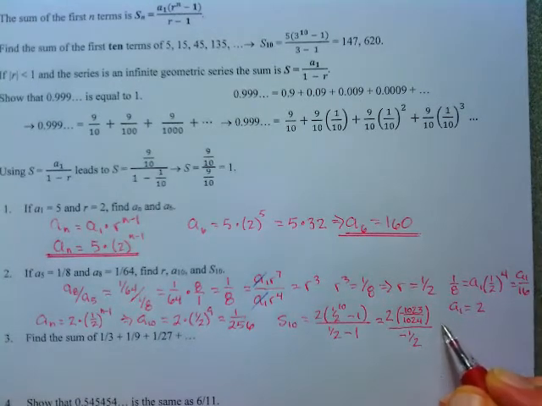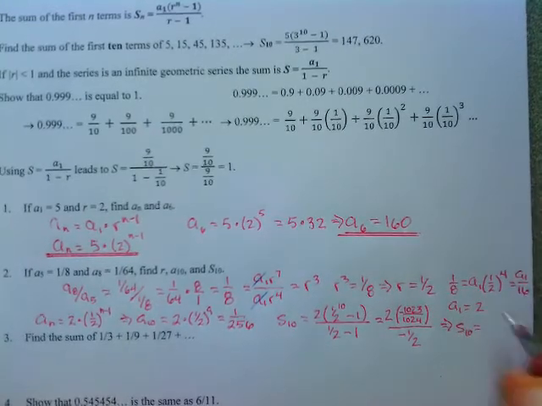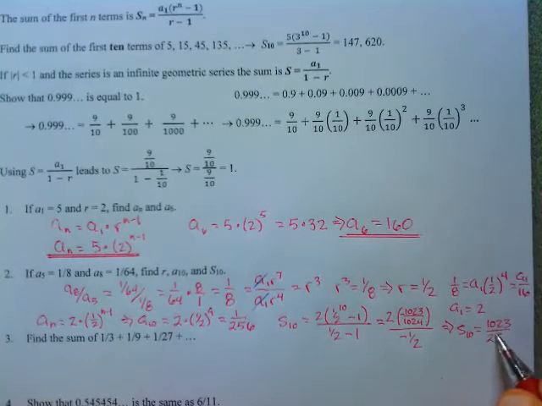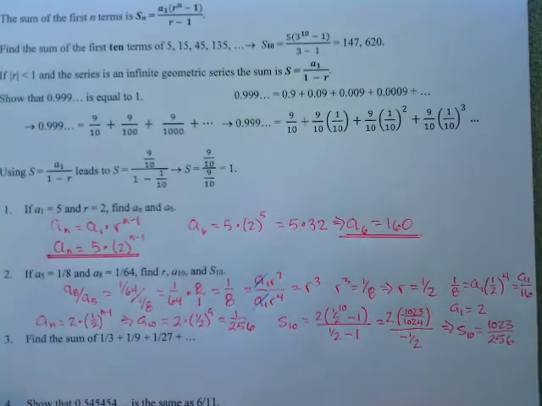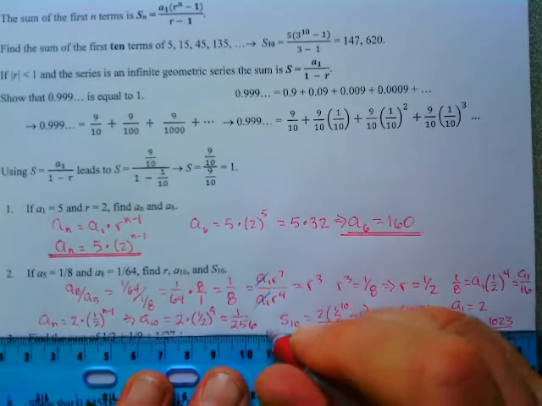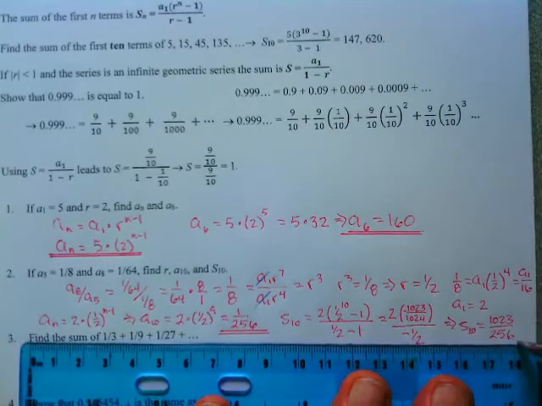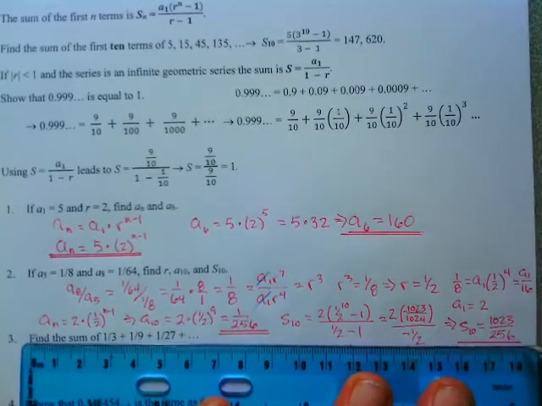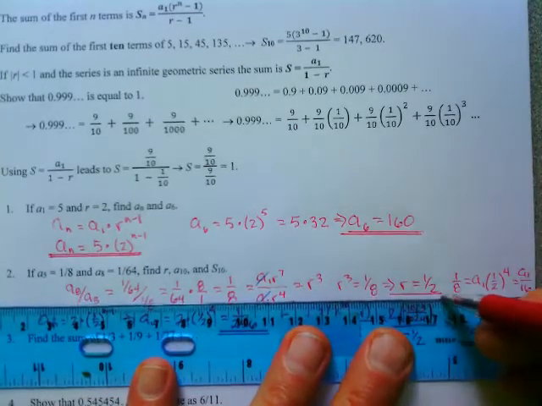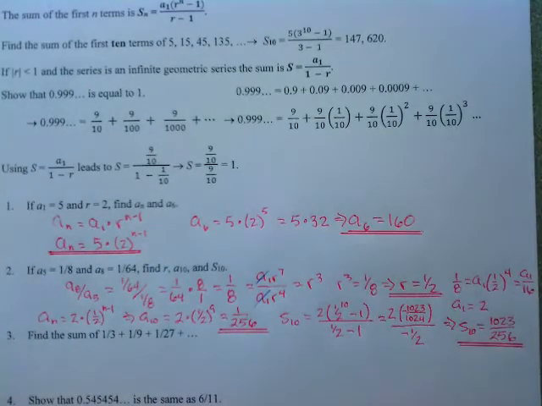And so this will lead to S10 equal to 1023 over 256. So here is my A10. Here is my S10. And of course up here was my R. Those were the 3 things I was asked to find.